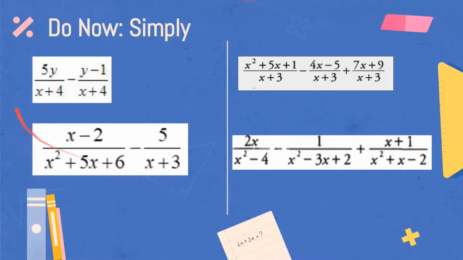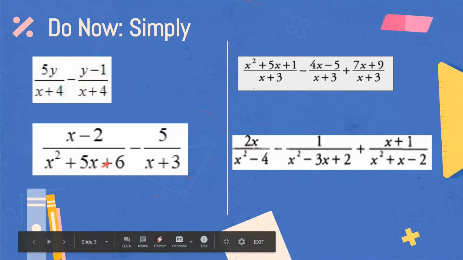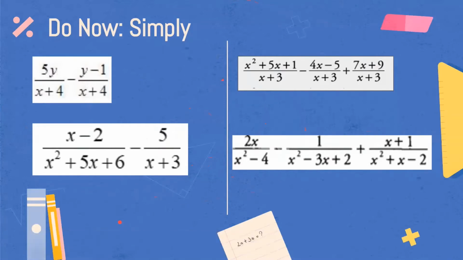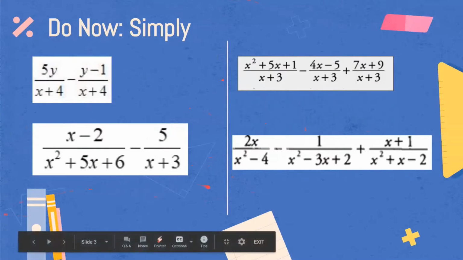All right, so for your Do Now, I am asking you to simplify these four rational expressions. These are not equations yet because they don't have an equal sign in them. We're going to talk about that at a later time, but for now, you have to simplify these rational expressions.